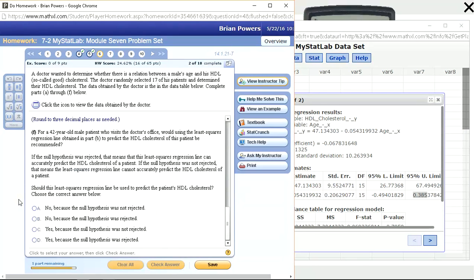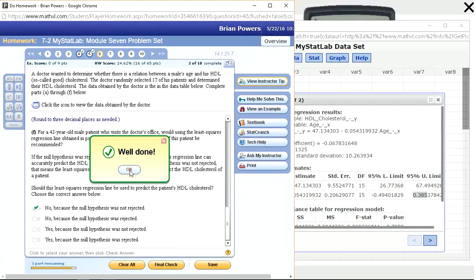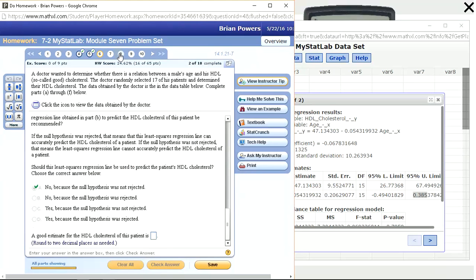So basically, we wouldn't recommend using this model. Since we didn't reject the null hypothesis, right? The null hypothesis was that there is no linear relationship, and we didn't reject that, which means the linear model is not something we want to put our belief in.